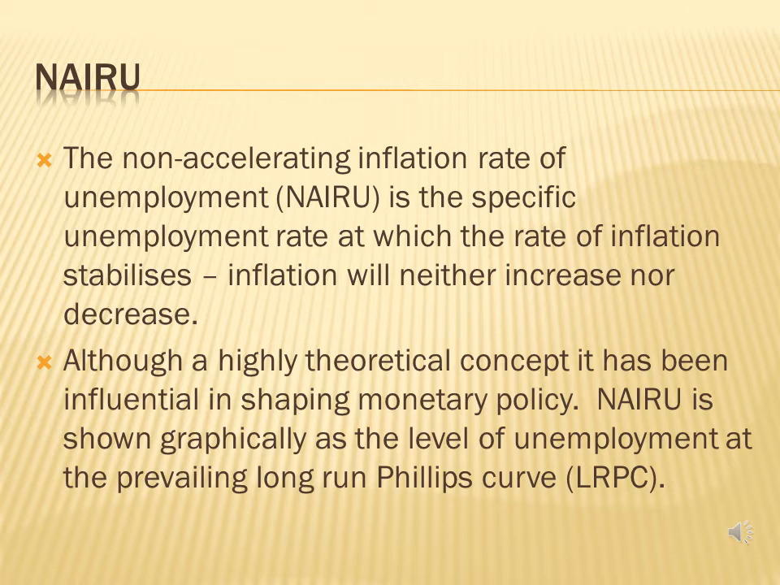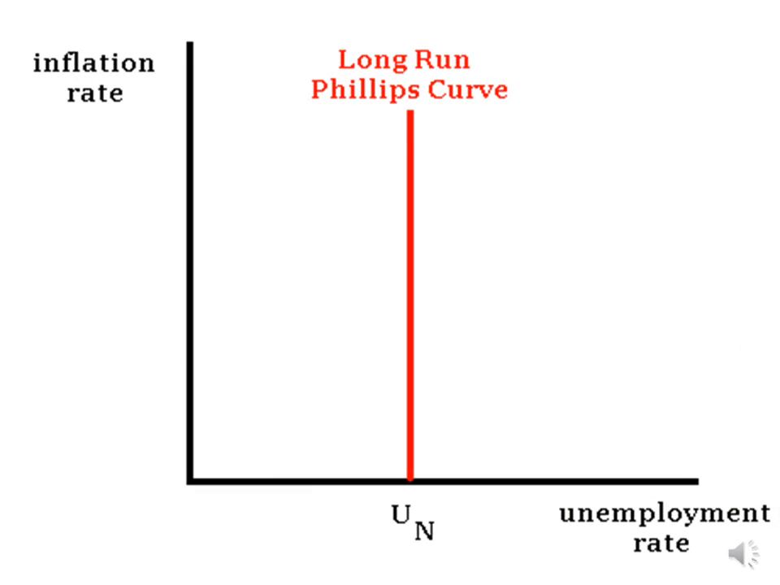The non-accelerating inflation rate of unemployment is the specific unemployment rate at which the rate of inflation stabilizes. Inflation will neither increase nor decrease. Although a highly theoretical concept, it has been influential in shaping monetary policy. NAIRU is shown graphically as the level of unemployment at the prevailing long-run Phillips curve. This is the long-run Phillips curve, which is vertical at the natural rate of unemployment.